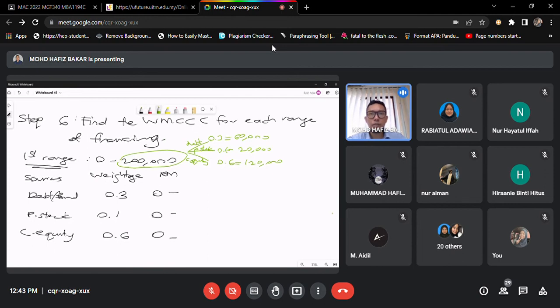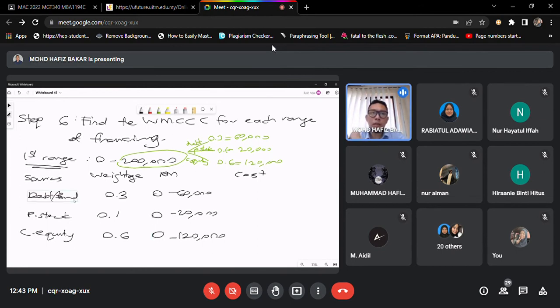Okay, you need to insert here debt 0 to 60,000, preferred stock 0 to 20,000, and common equity 0 to 120,000. So why you need to put this range? Because you need to identify their cost. Okay, the first range, what is the cost? Untuk identify the cost ni, you need to refer step number 2 punya table. Okay, look back at step number 2.